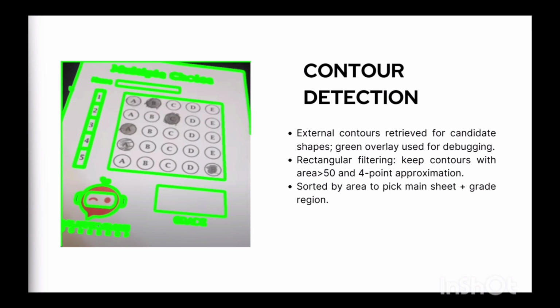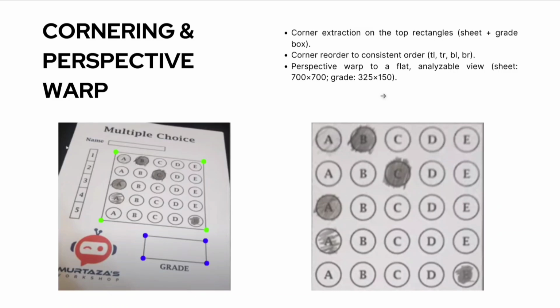Finally, we sort the contours by area, which allows us to pick out our largest rectangle, the main exam sheet itself, as well as the smaller rectangular regions reserved for the grade box. With this step, we've isolated the regions of interest and we are ready to move on to extracting and grading the answer bubbles. For the final step in our working prototype, we have the cornering and the perspective warp.